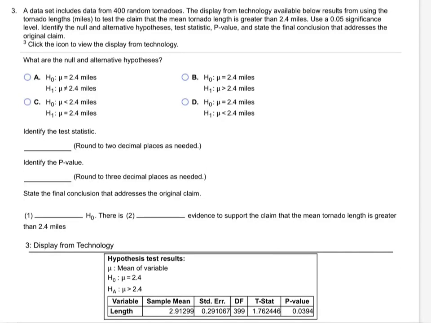All right, so a data set includes data from 400 random tornadoes. Test the claim. All right, let's try this one. Switch a little bigger. Where is the claim? There it is. Test the claim. So I always just grab the claim words first. The claim is the mean is greater than 2.4. There we go. How are we doing? Is this making good sense?